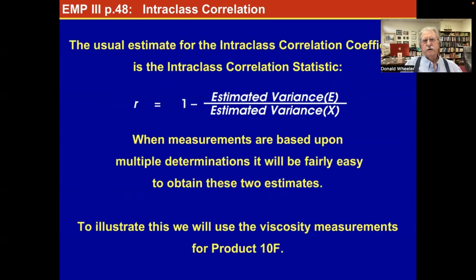The usual estimate for the intra-class correlation coefficient is the intra-class correlation statistic, 1 minus the estimated variance of E divided by the estimated variance for X. When measurements are based upon multiple determinations, it will be fairly easy to obtain these two estimates. To illustrate this, we'll use the viscosity measurements for product 10F.